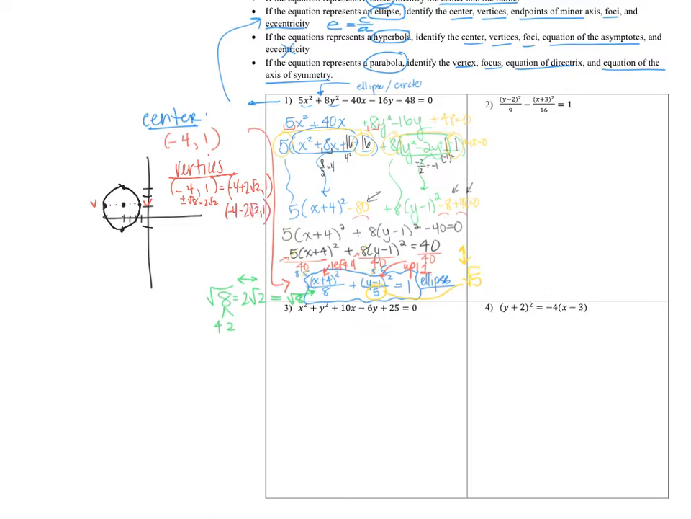The next thing that I have after finding those vertices is the endpoints of the minor axis. So the endpoints, that's going to be how I went up and down. So I went up and down radical 5. So from the center, I went up and down. That's going to affect my y values. So up radical 5 and then minus the radical 5. So I can write that as negative 4, 1 plus square root 5, negative 4, 1 minus the square root of 5. And so those are the endpoints of the minor axis.